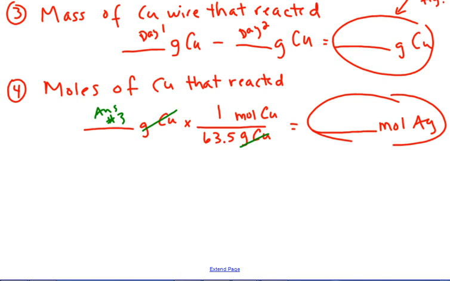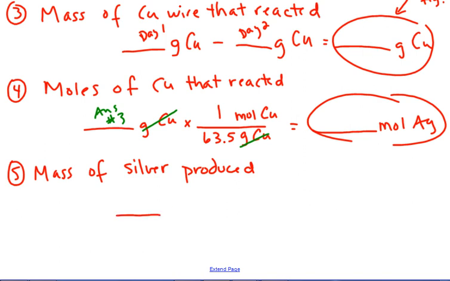Okay, number 5. Now we are going to find the mass of the silver produced. This comes from your data table. You'll have to do some subtraction because you would have weighed the silver that was produced and then dried. So this was the silver in the beaker that you would have measured on day 3.